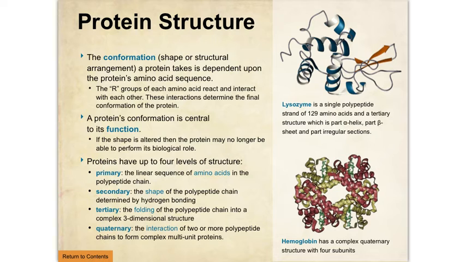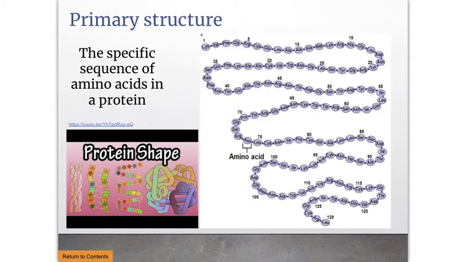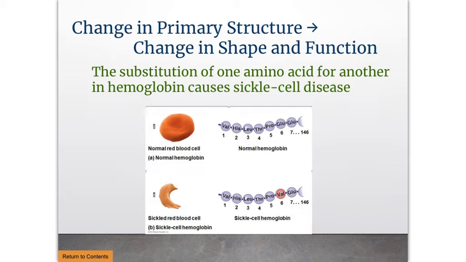So these are going to be your tertiary structure. And this one has a quaternary structure. Okay, so primary structure is going to be like a string like this. Here's a video to help understand the different ways that the protein can fold.